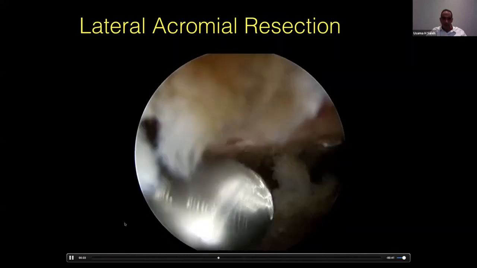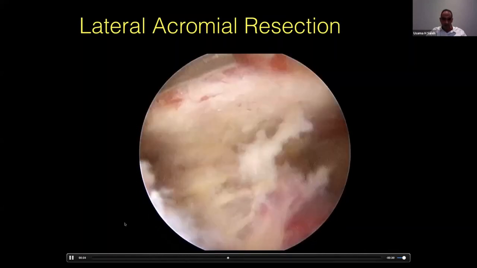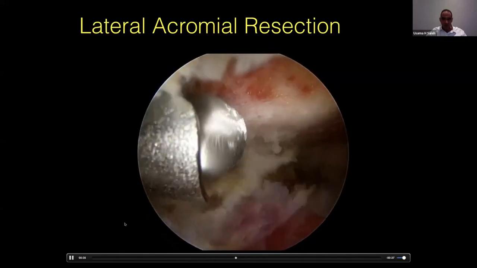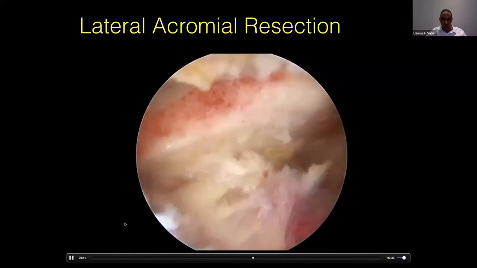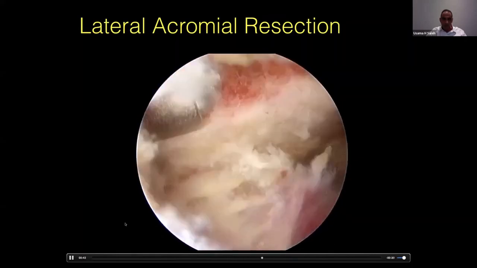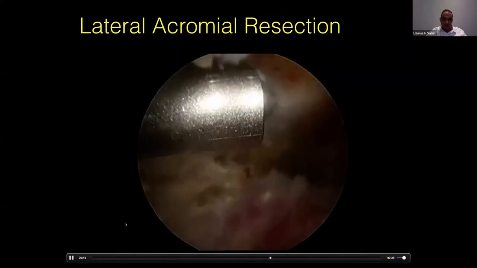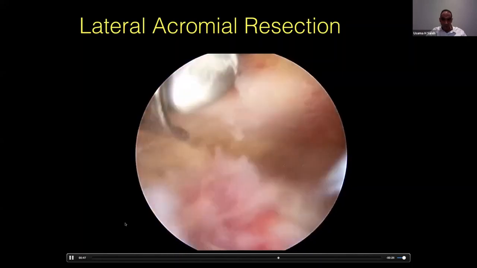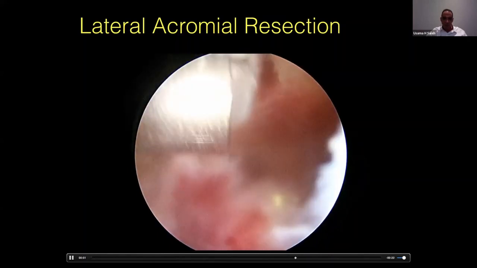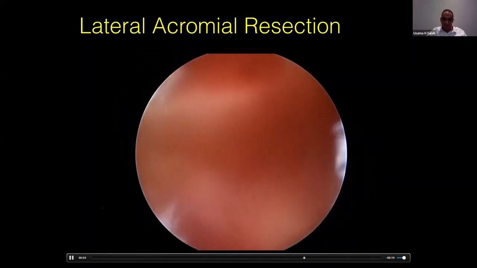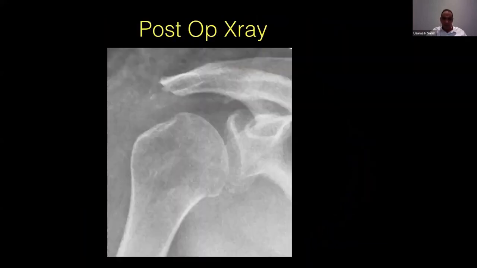You have to be very careful during this procedure not to detach the deltoid. Once you see the white fibers of the deltoid, you have to stop your shaver. The average amount to correct the critical shoulder angle is about 5 millimeters, which is the width of the acromion. It's easy to judge it this way. And finally, that's his X-ray post-operatively with a corrected critical shoulder angle of 32 degrees.